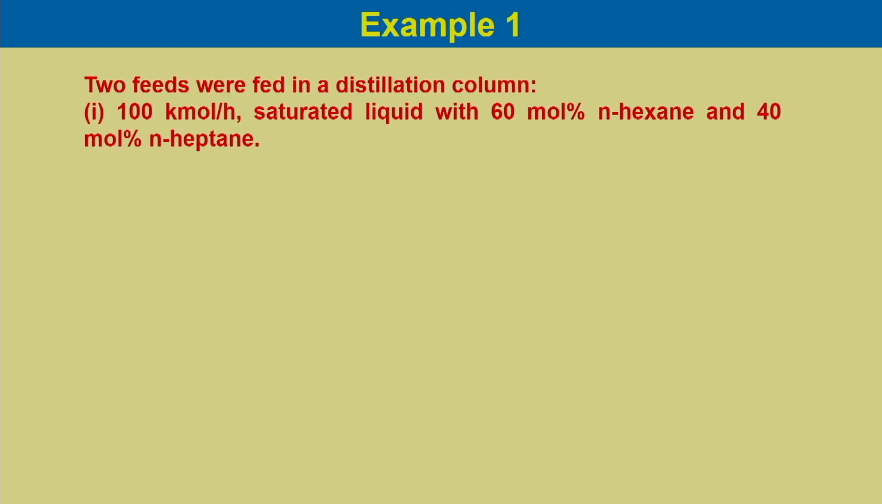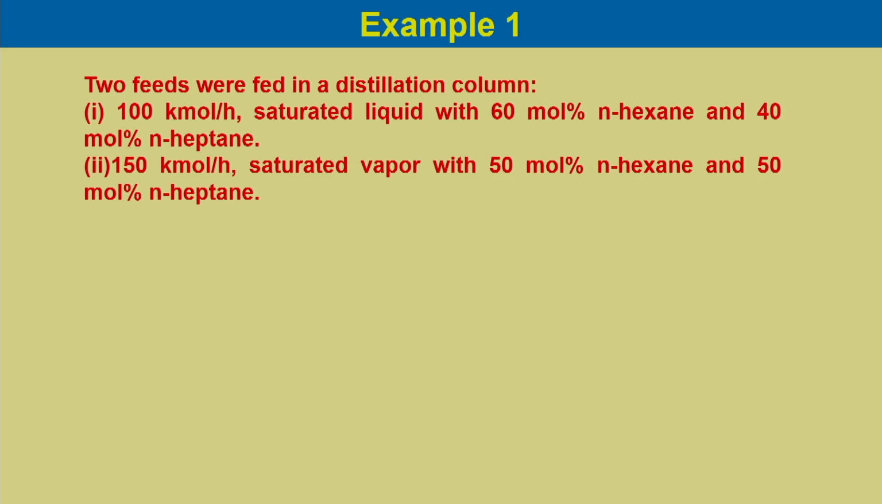Now, let us take an example where 2 feeds are fed to a distillation column. The first feed has a flow rate of 100 kilomole per hour, saturated liquid, with 60 mole percent n-hexane and 40 mole percent n-heptane. The second feed is 150 kilomole per hour, saturated vapor, with 50 mole percent n-hexane and 50 mole percent n-heptane.